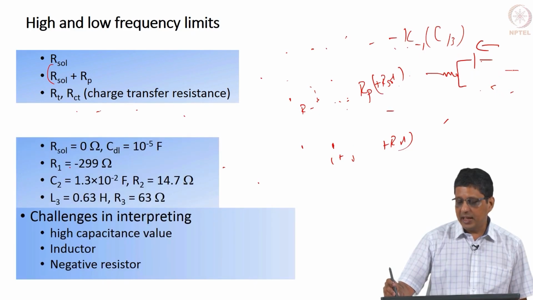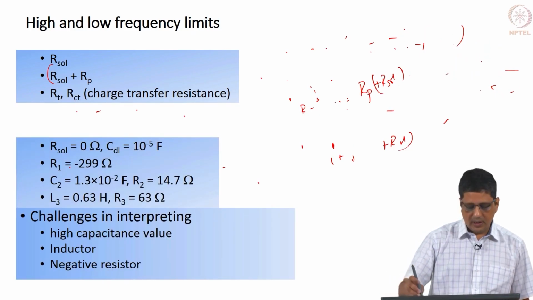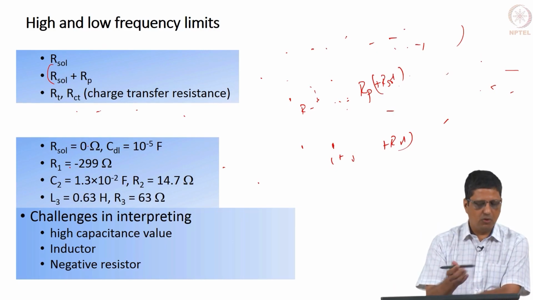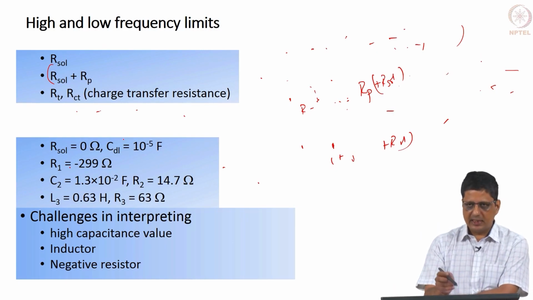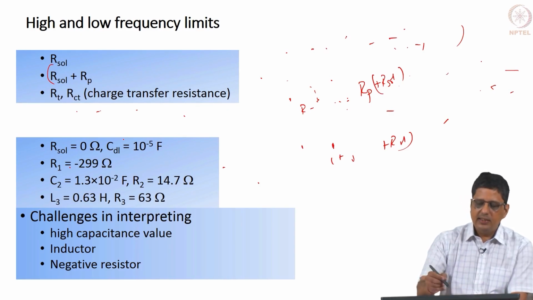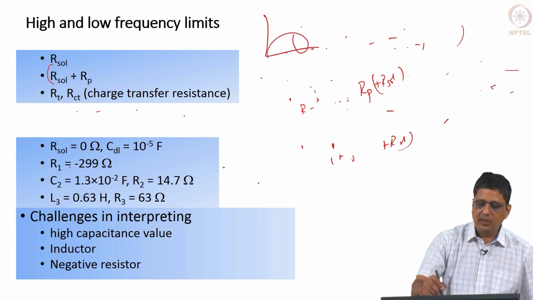Now, previously we had taken some examples. I want to look at the numbers again. Solution resistance is some value, 10 ohm, 0 ohm, whatever it is. Double layer capacitance is 10 power minus 5 farad per centimeter square, this is a reasonable number. And this is for a circuit which looked like this.